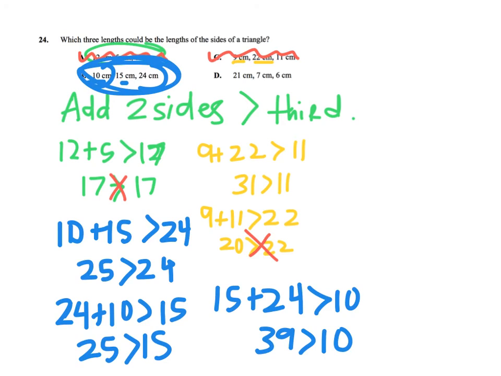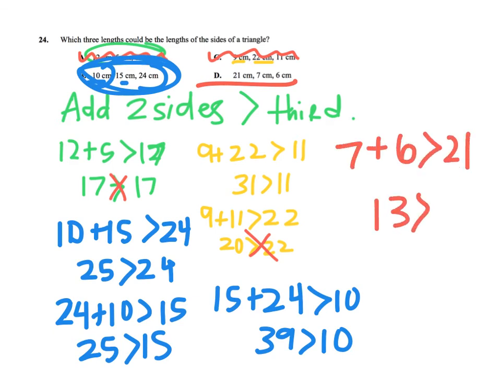Let's test D. We'll do it in red. So we have 7 plus 6 should be greater than 21. 7 plus 6 gives me 13, which is not greater than 21. So that means this one wouldn't work either. So your answer is going to be B, 10, 15, 24.